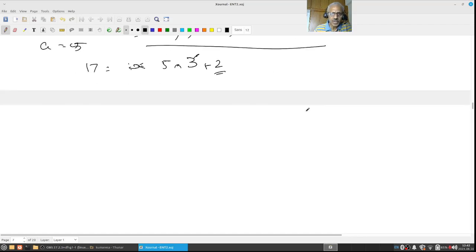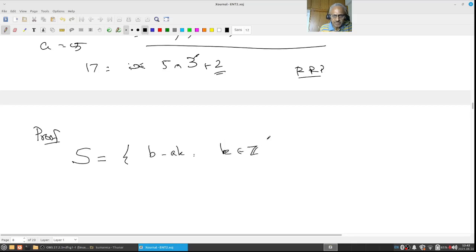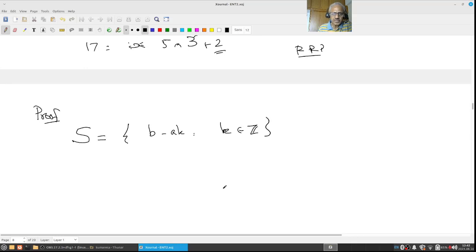So I want to make sure there is a theorem. Let us start with the proof. Pause, review, proceed. We construct a set S, which is the set of integers of the form b minus ak, where k is an integer. Notice that this is an arithmetic progression. The only thing is this arithmetic progression goes both sides.